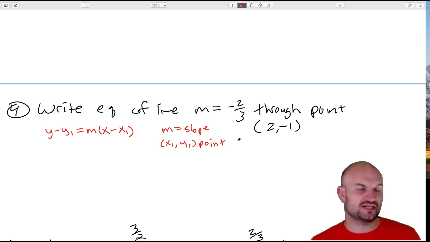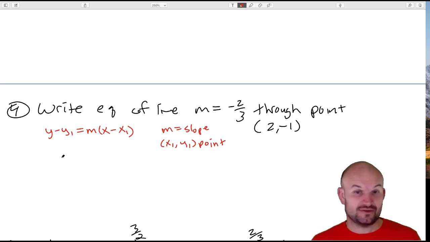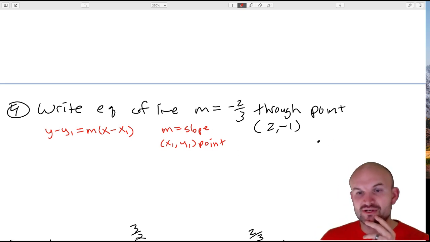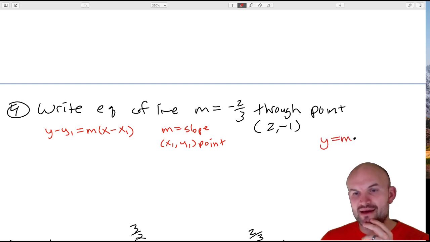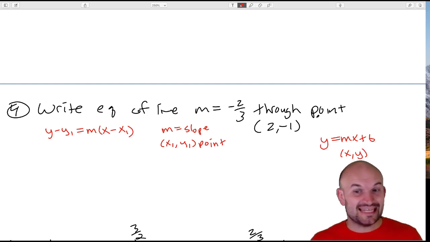Now, usually students get confused, saying, why is there an x1? What's the difference between x1 and x? And what's the difference between y1 and y? Well, again, remember, y and x represent any x and y. It's kind of confusing, but if you look at slope-intercept form, y equals mx plus b, the x and y in that equation represent any x and y coordinate that lie on the graph. So that's the same thing here.